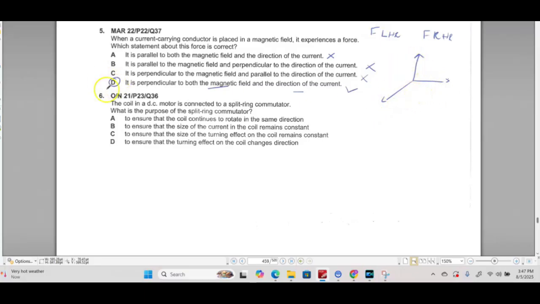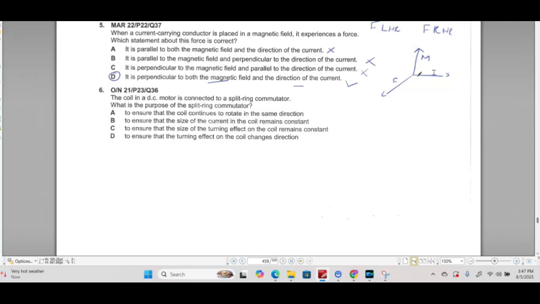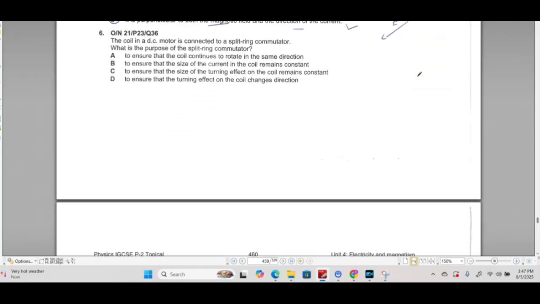So D is the correct option, that the force is perpendicular to both the magnetic field and the direction of the current. This one shows the direction of the magnetic field, this one shows the direction of the current, and the thumb actually shows the direction of the force. So it is perpendicular to both these fingers, or the direction of the magnetic field or current.